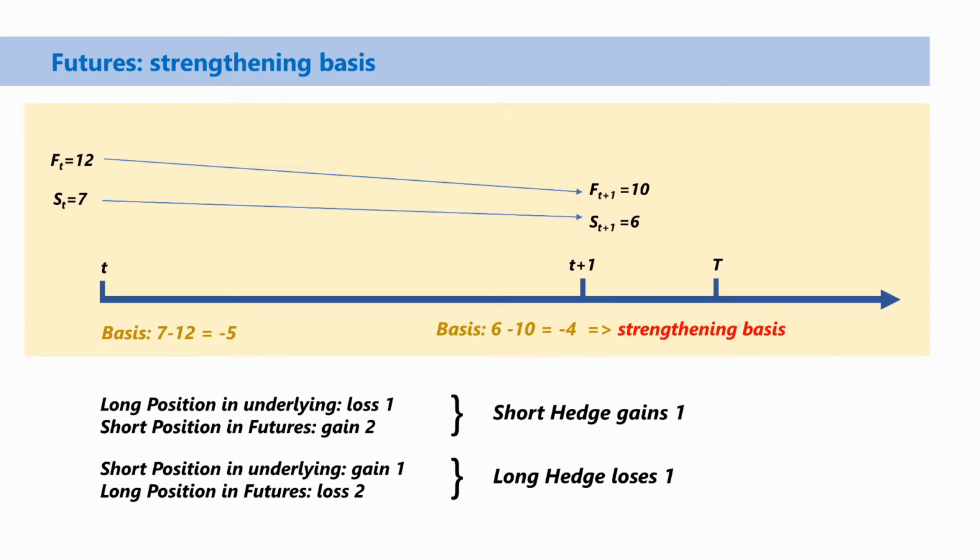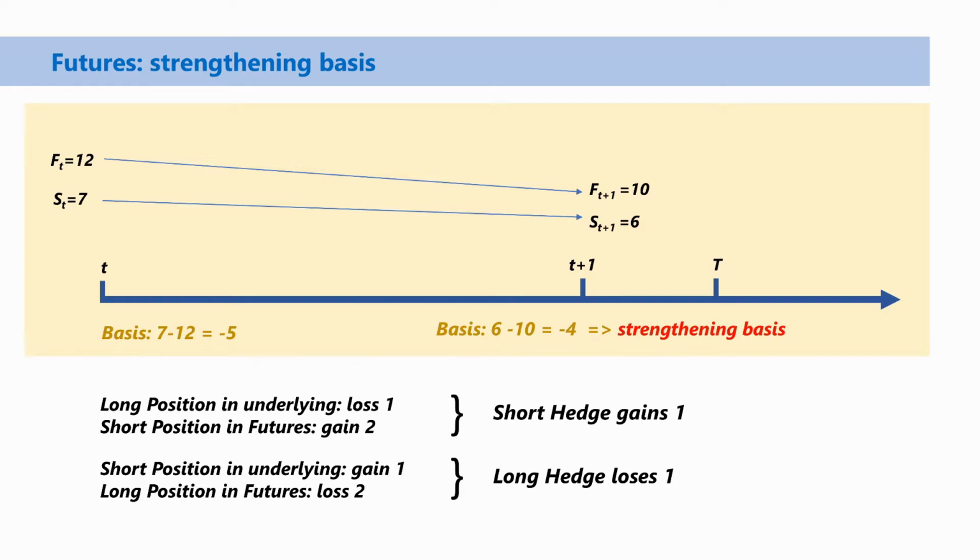We have a spot price of 7 and a futures price of 12, both in time t, and that makes a basis of 7 minus 12, which is negative 5. So both prices go down. The price for the underlying goes down by 1 and the price of the futures goes down by 2 until time t plus 1, where everything is settled. Actually, the futures would go until time capital T, but the trader closes out his futures position.